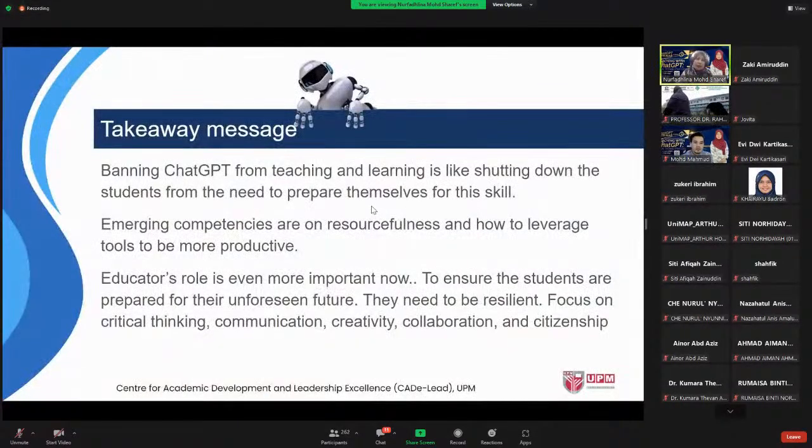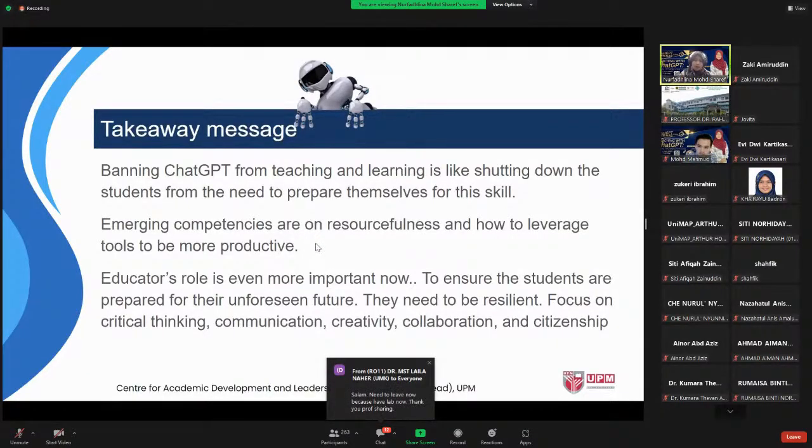So to conclude, some takeaway messages. Let us not ban ChatGPT, please, because this is like shutting down students from the need to prepare themselves for this future skill. The emerging competencies would be resourcefulness: how to leverage tools, how to prompt, how to find information, how to reference information, how to manage information responsibly. Our role is more important now. We need to ensure the students are prepared for their unforeseen future. Because for educators, when you touch a life, you touch the life forever. So the students need to be resilient.